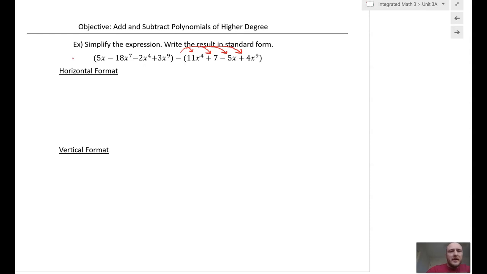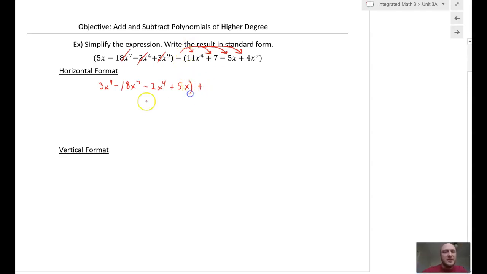In horizontal format, I'm just going to write my first polynomial in standard form. So 3x to the ninth, not the fourth. The ninth, not the fourth. Minus 18x to the seventh, minus 2x to the fourth, plus 5x.